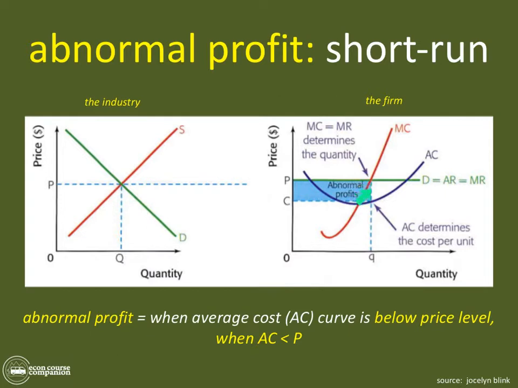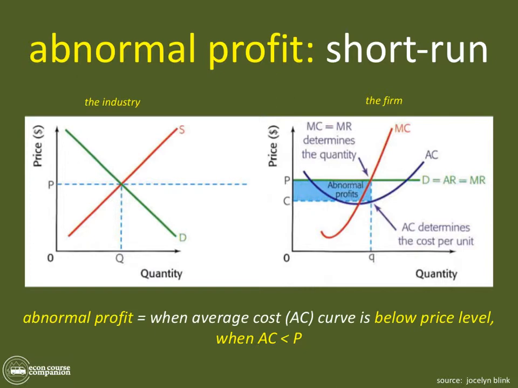After this level of costs, at this level right here, their costs are covered, and they're smiling all the way to the bank because they're going to take all of these profits and save them, okay? So that's how you show abnormal profit in the short run. But what's going to happen in the long run?